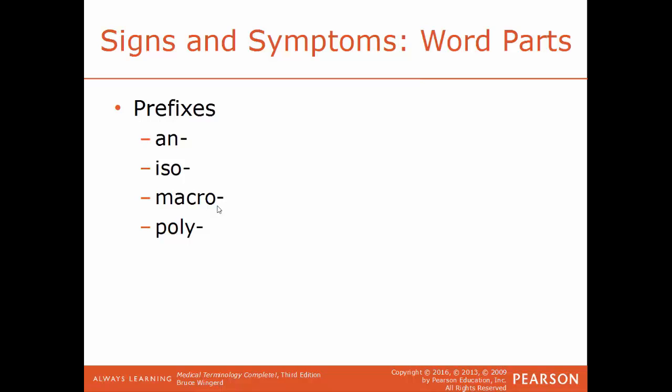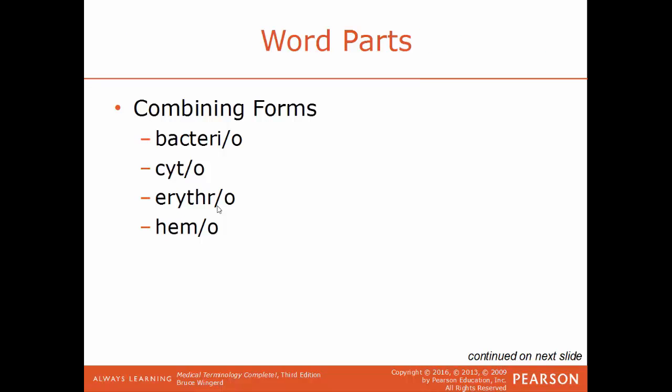The first group we'll talk about are the prefixes. The first one, an, means without or lacking. So anaerobic would be without oxygen. Iso means equal. Macro means large. This would be the opposite of micro. And poly means many.